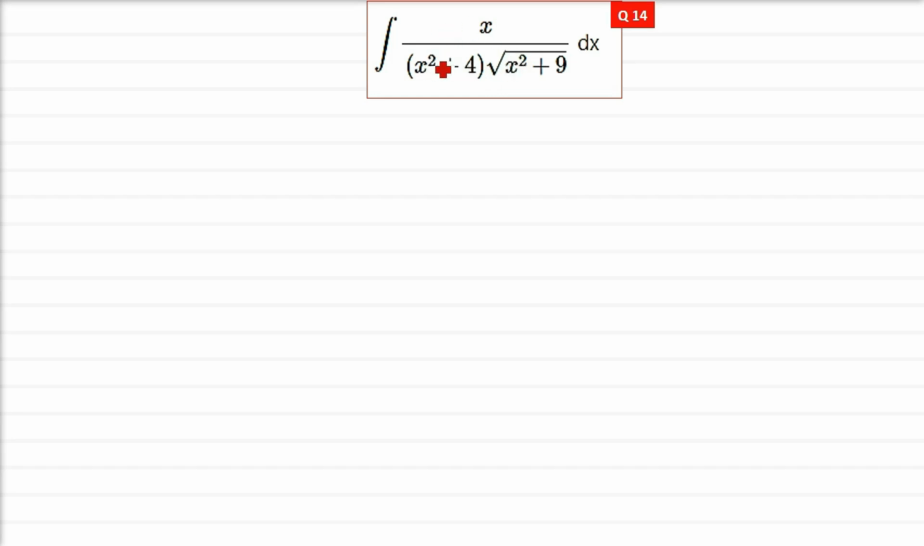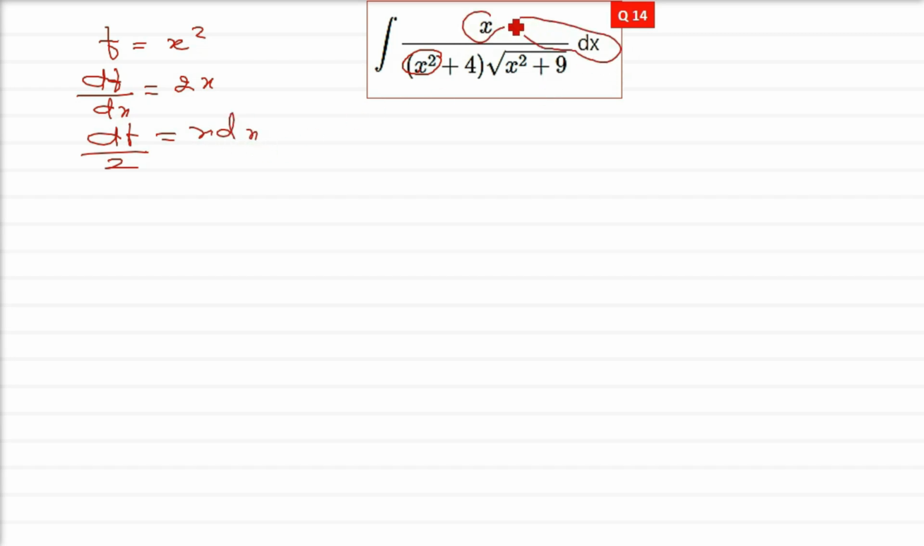You can just understand that x² will give you x after differentiation. We take a substitution when there is nothing in the numerator, but we know that x² will give you x directly after differentiation. So let's take t equals x², dt by dx will be equal to 2x, dt by 2 will be equal to x dx, which is in the numerator. Now let's take the replacement. So this I will be equal to, 1 by 2 I am taking outside, dt by (t plus 4) and under root (t plus 9).